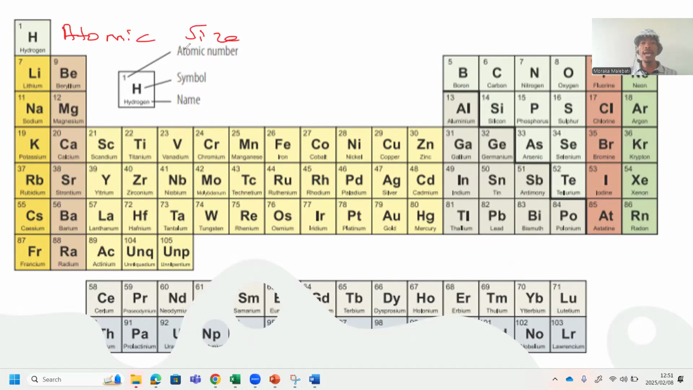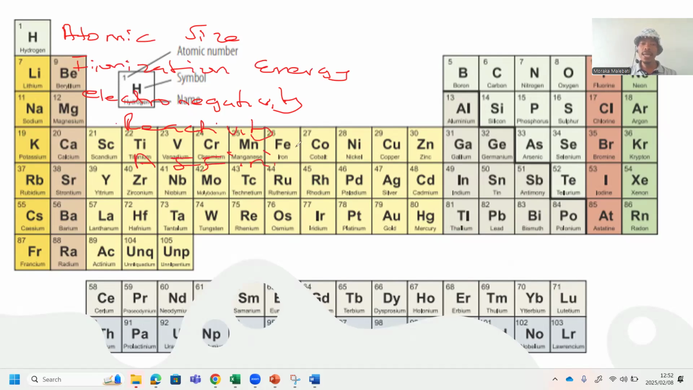So today we're going to look at the atomic size, and then we're also going to look at the ionization energy. We're also going to look at the electronegativity, the reactivity, and the affinity. So we can start with the electron affinity.